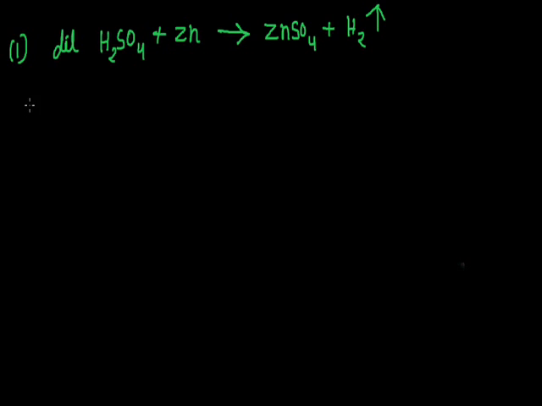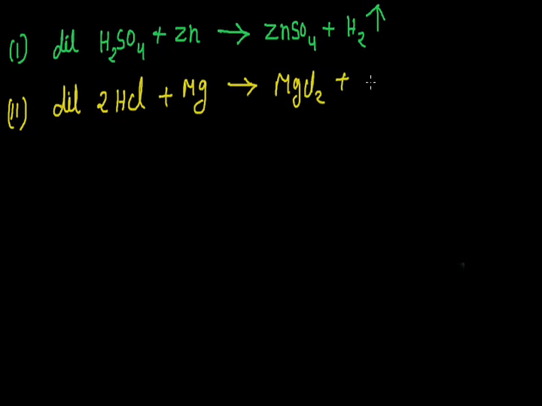Now for the second problem, the complete balanced reaction is dilute hydrochloric acid, HCl, reacting with magnesium ribbon. After the reaction, it gives magnesium chloride plus hydrogen gas. Here we are taking two molecules of HCl since the valency of magnesium is 2. So one atom of magnesium reacts with two atoms of Cl. That's why we use two molecules of HCl for the balanced reaction.